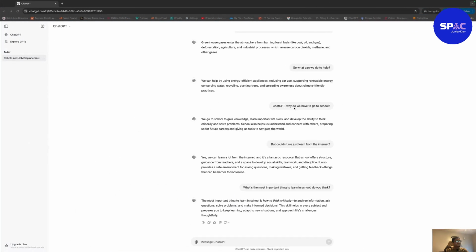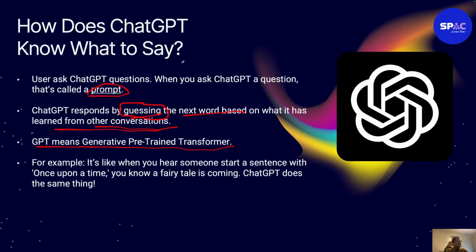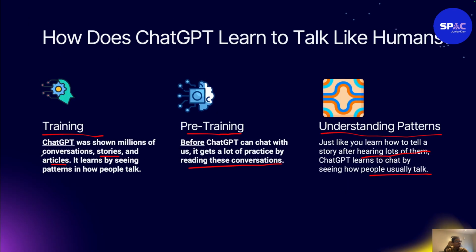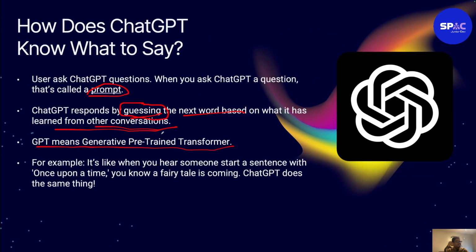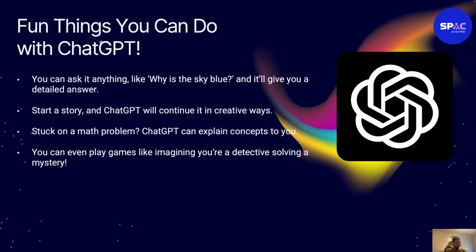So it knows that when someone asks, why do we have to go to school? It knows that, oh yeah, I have to start with saying, the school is this and this and that. So that is how it learns to know what to say. It's actually guessing what to say based on what it had read from humans. So it's very key because it learns from many conversations, and based on many conversations that it has learned, it tries to guess what is next to say. I hope that is clear.